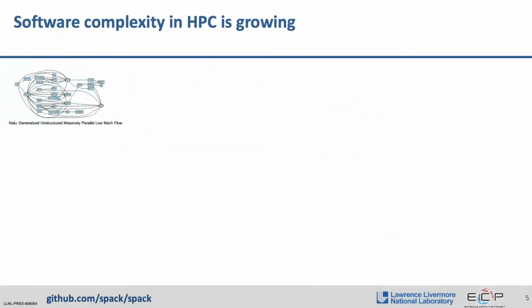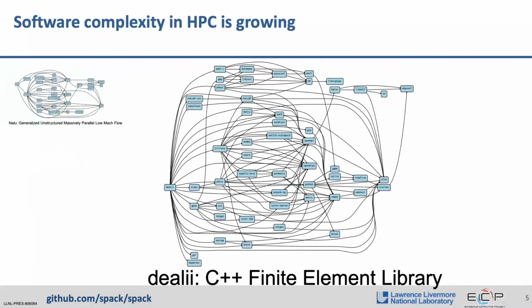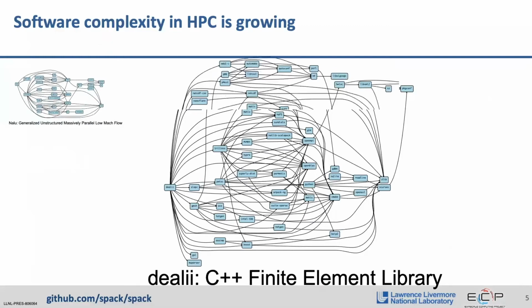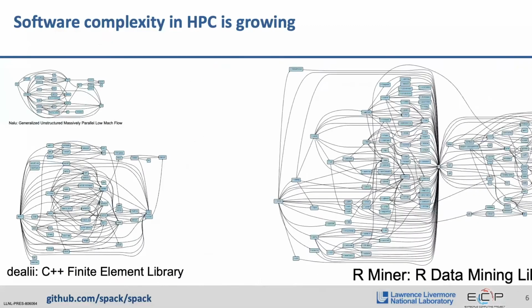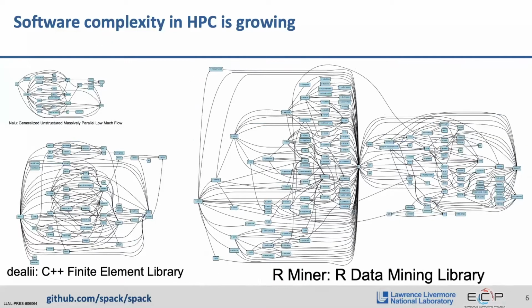So if you look at other packages like DL2, it's a C++ finite element library. It's even more complicated. It uses, I think Trilinos is in here somewhere. There's PETSc, Trilinos, NetCDF, other packages you may be familiar with. But that's even more complicated. And once you get into the data analytics ecosystem like R, things get even worse. So this is RMiner. It's a data mining package for R. This is the actual package here. These are all of its dependencies. This is R, so all of this stuff is built on R, and this is all the native dependencies that you need to build to get RMiner built. And these are the kinds of things that Spack can build for you.